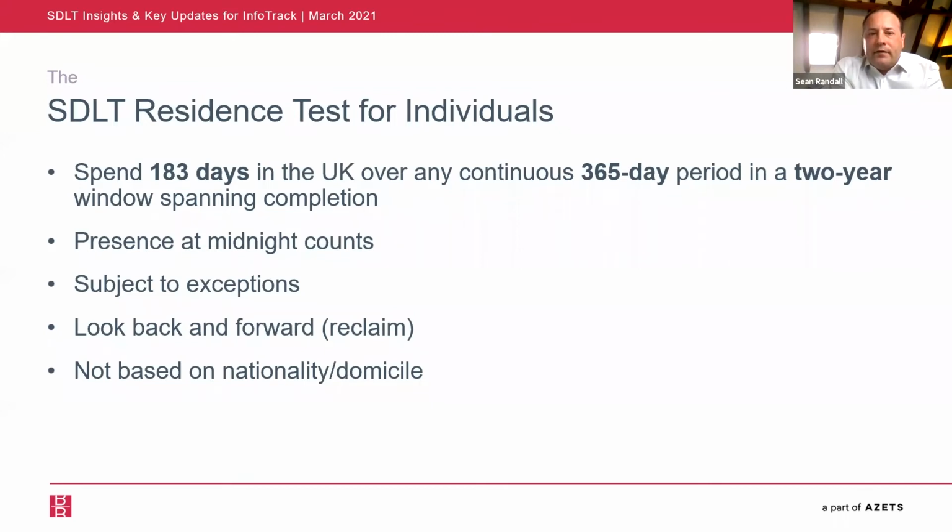Okay, for individuals. So the test in the first part, at least, is to look back at completion, look back over the previous year and count how many days the buyer, if it's an individual, and if there's more than one buyer, this test has to be applied to all the buyers, otherwise the surcharge will apply in full. So count the number of days that the buyer was resident in the UK, any part of the UK, at midnight. And if they were resident at midnight in the UK for at least 183 days, they will pass this test.